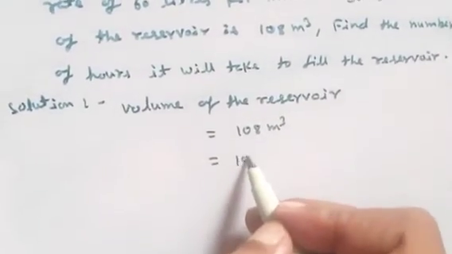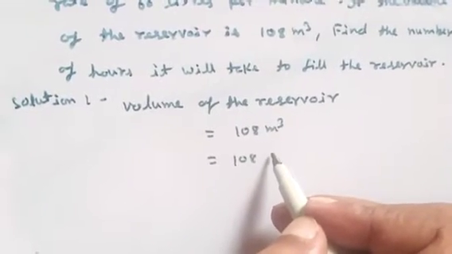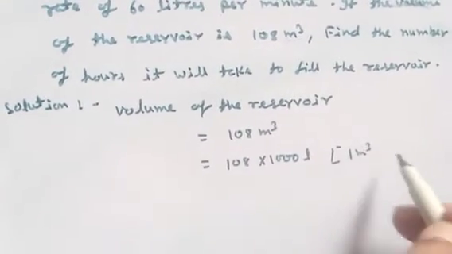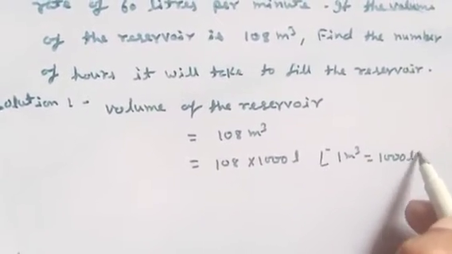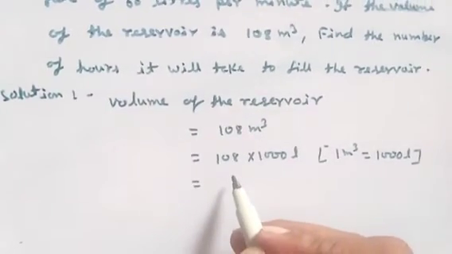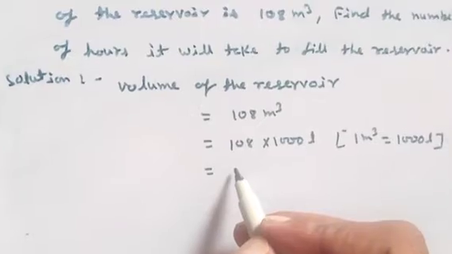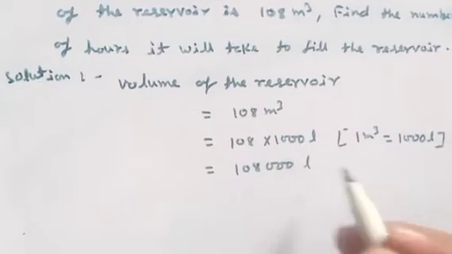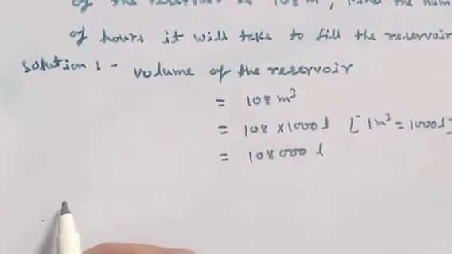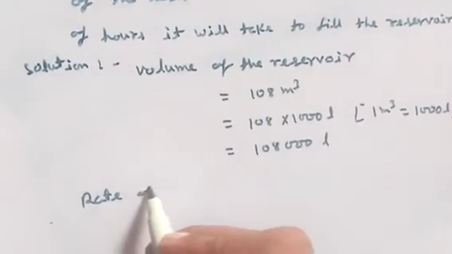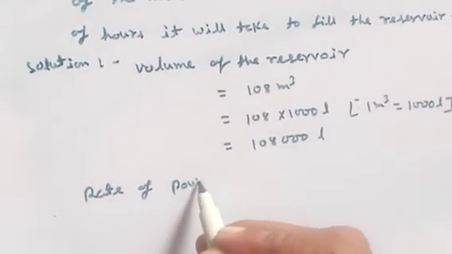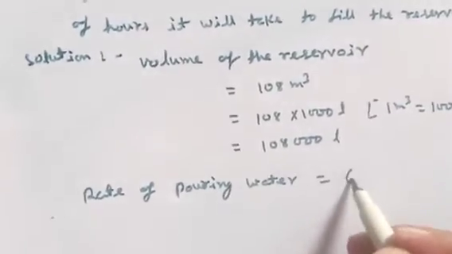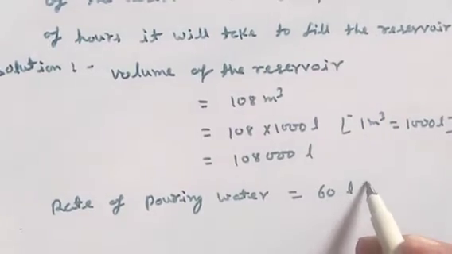We know that 1 meter cube is equal to 1000 liter. So we convert meter cube into liter. It becomes 108000 liter. Now rate of pouring water is equal to 60 liter per minute.